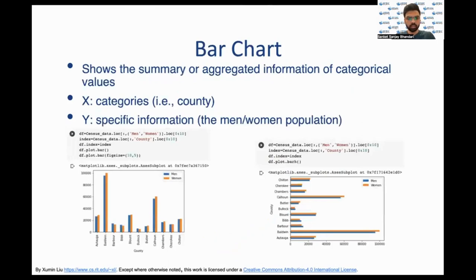Now coming to bar chart, one of the, I would say, most important ones and the one which is very frequently used. Bar chart can be used to visualize the summary or aggregated information of categorical values. The height or length of a bar is proportional to the value it represents. X-axis represents the values of a category, and y-axis represents the specific information such as counts, the sum, or other aggregated information. The data used in slides is census data.